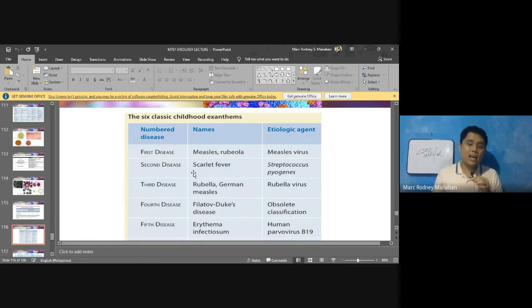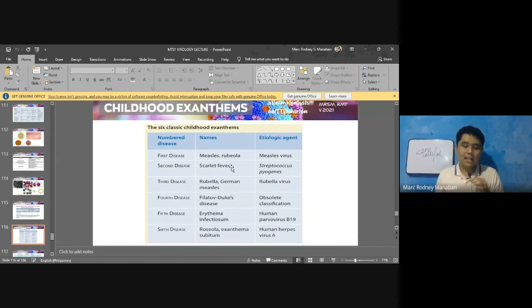And of course, a summary of the classic exanthems. They keep mentioning fifth disease, sixth disease. What are these? They are numbered because these are the classic exanthems or rashes found in childhood, in children. The first disease is measles or rubeola, all right? Second disease is scarlet fever caused by Streptococcus pyogenes. The third disease is rubella, German measles. Fourth disease is Filatov-Dukes disease, but this is obsolete. The fifth disease is erythema infectiosum, of course, caused by parvovirus B19. And of course, your sixth disease, roseola infantum or exanthem subitum, is caused by HHV6. Take note of this, childhood exanthems or rashes found in children. Okay? All right, so that's for childhood exanthems.